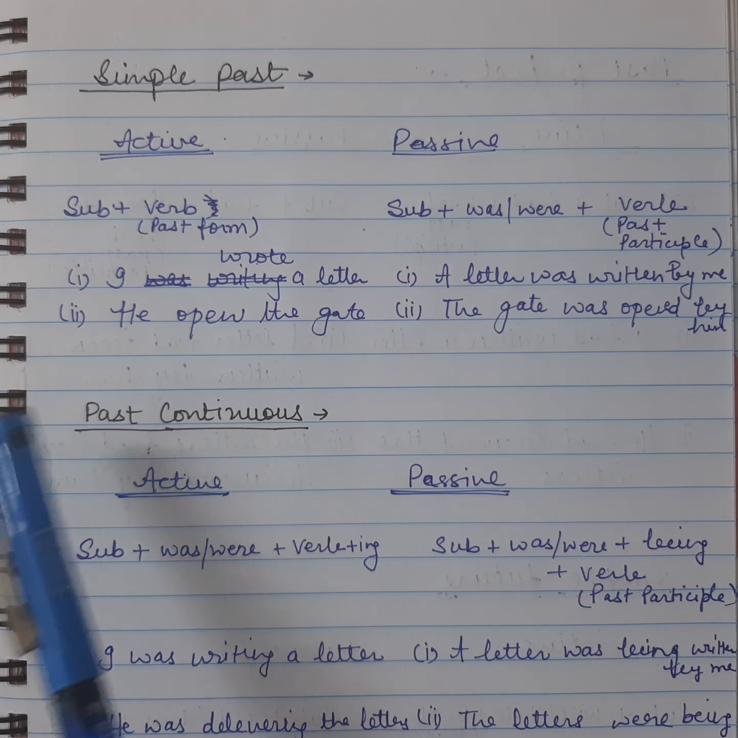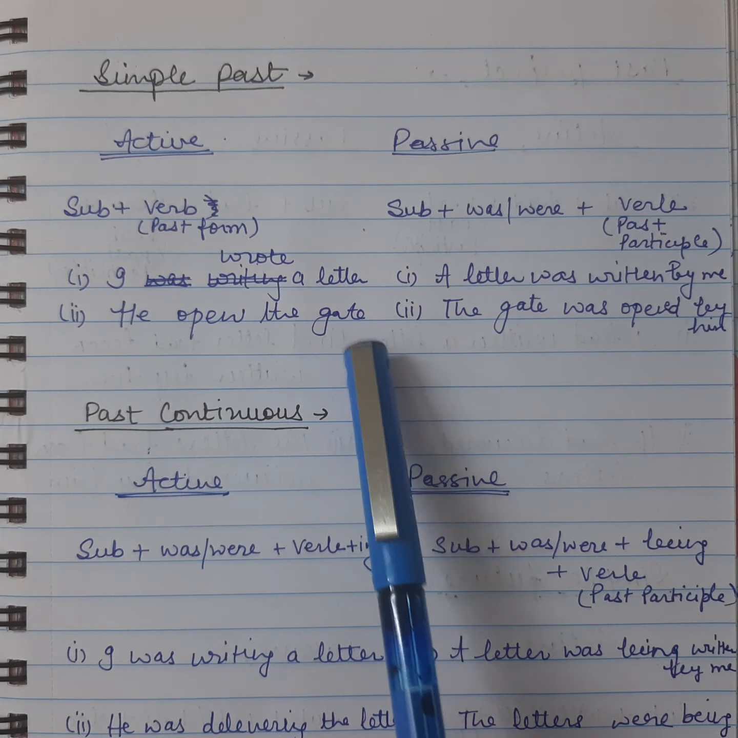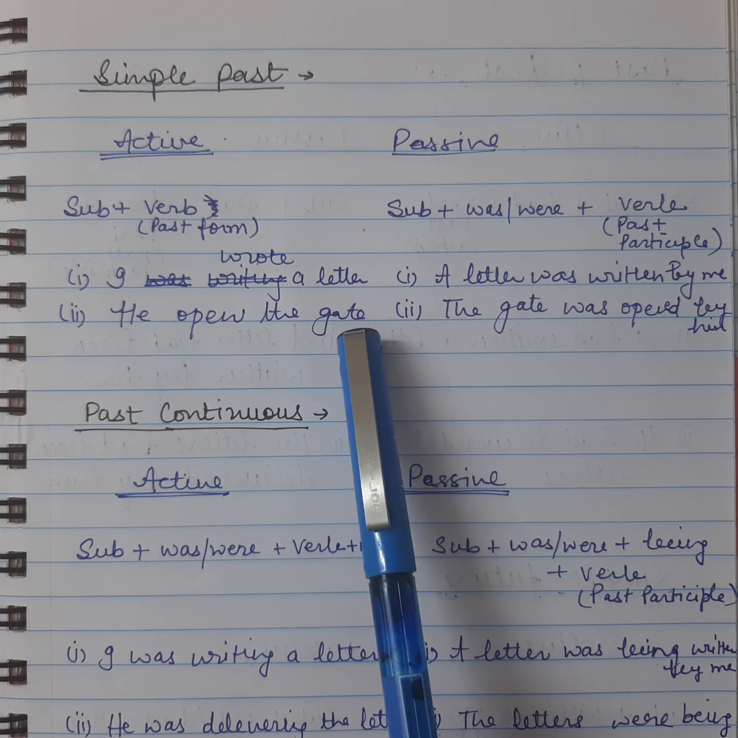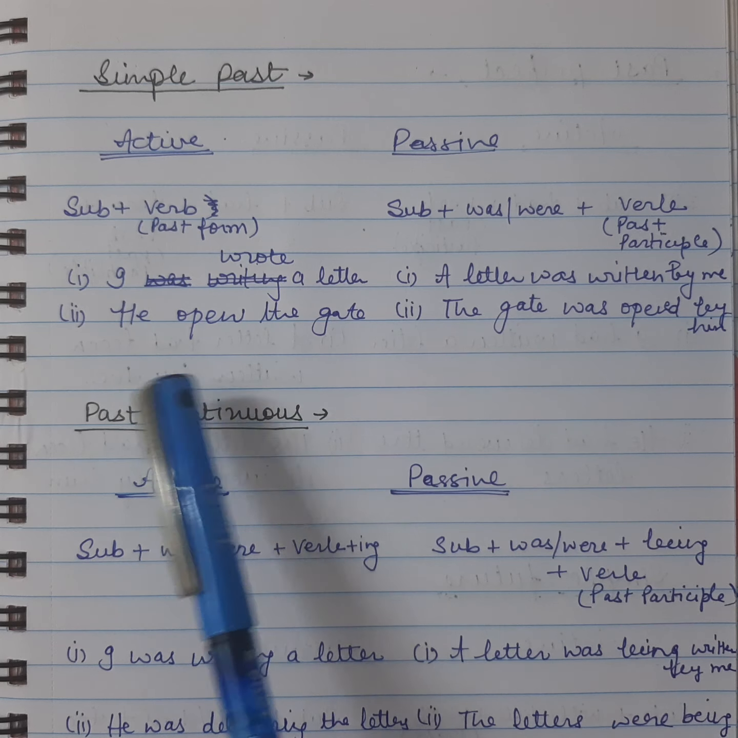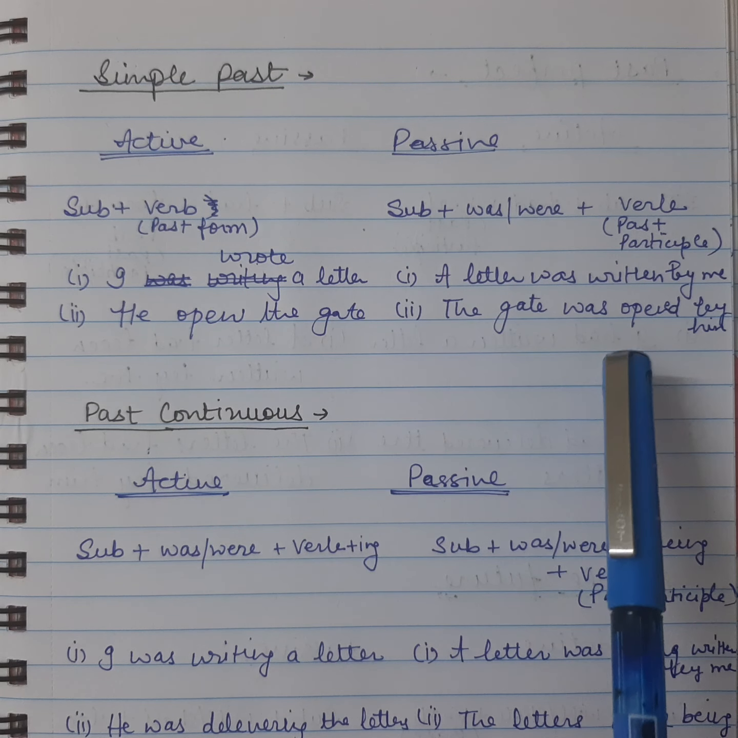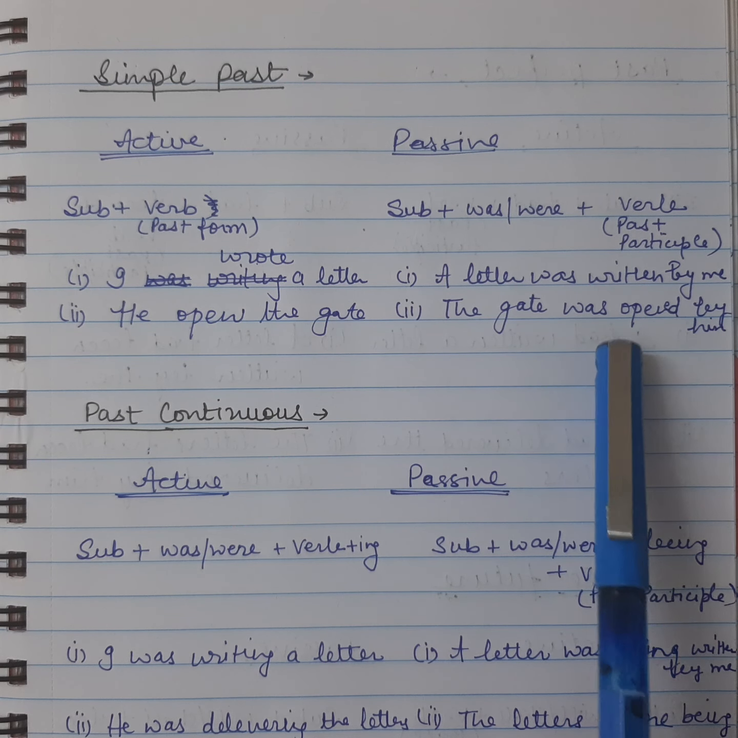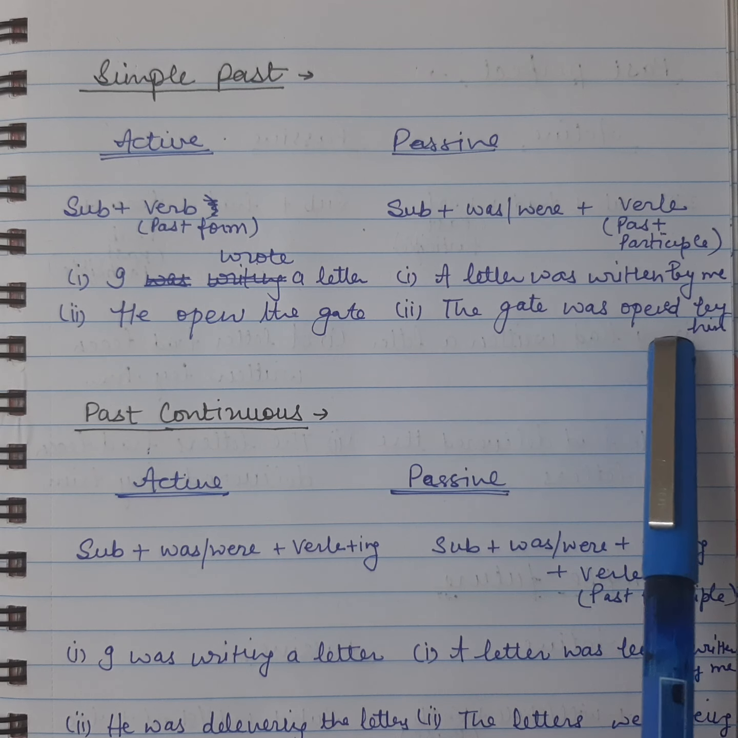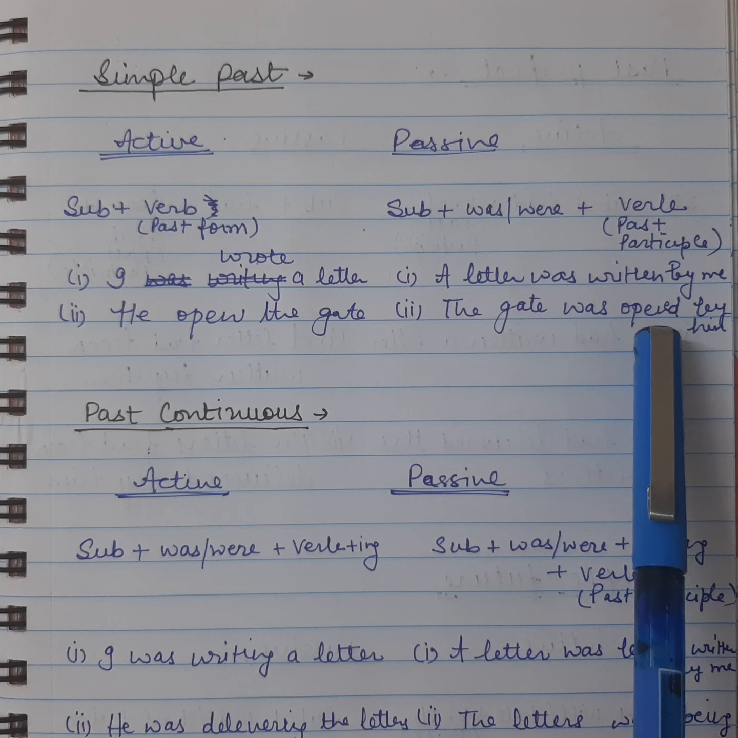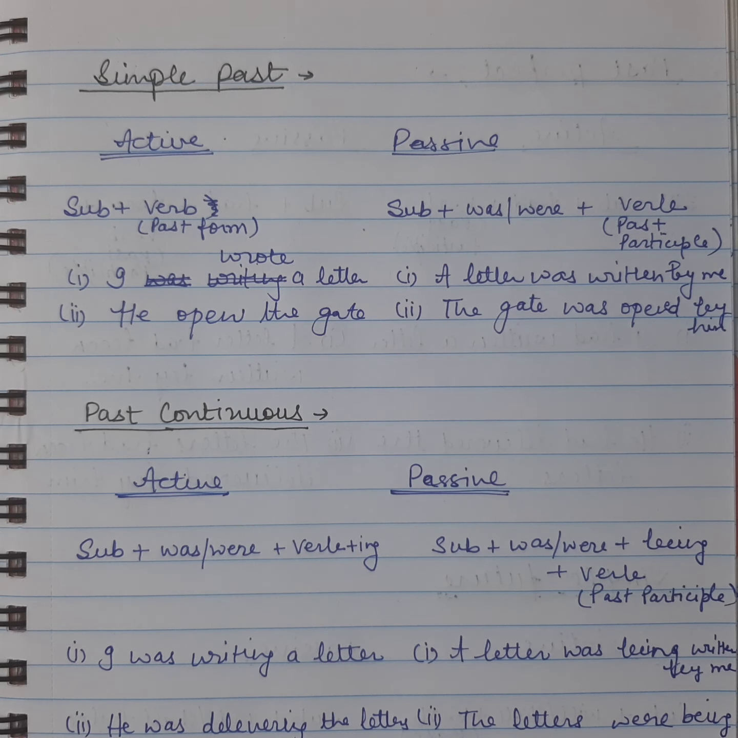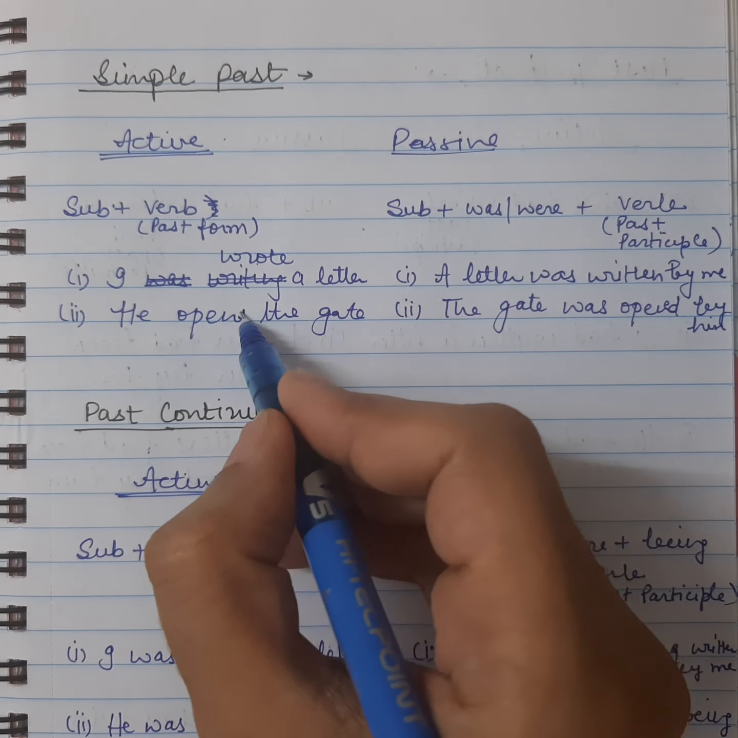So, a letter was written by me. Let's take another example. He opened the gate. So here the gate is the object, which will become the subject in passive voice. So the gate, and then it's singular, we'll use was with it, and then we'll use the third form, the past participle of the verb open, which will be opened, and then by him.